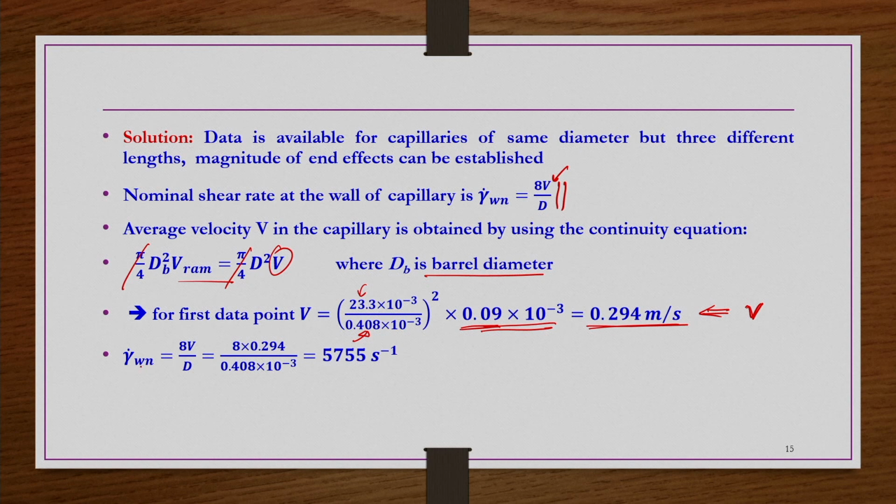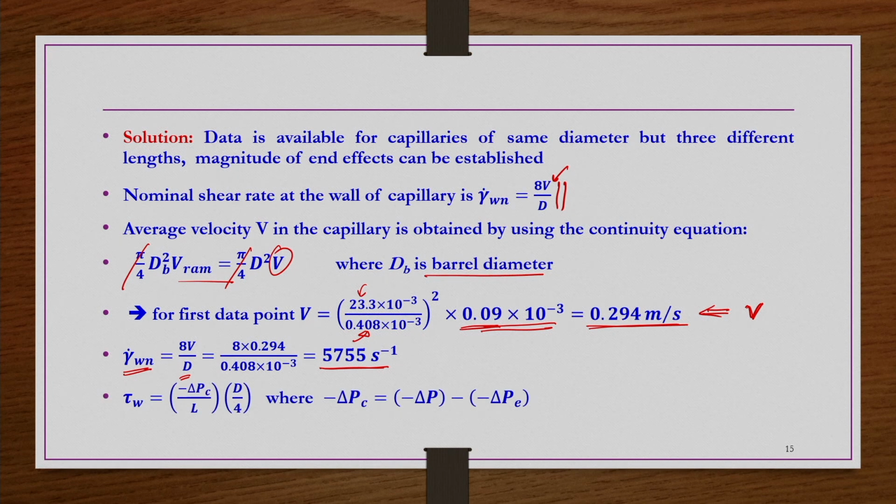So, gamma dot Wn, N stands here for the nominal or apparent shear rate, that is nothing but 8V by D. V you just got for the first data point, D is given. So, you get 5755 second inverse as the nominal or apparent shear rate. This is not the true shear rate, it is the nominal or apparent shear rate. It is the true shear rate if it is a Newtonian fluid. If it is a time independent non-Newtonian fluid, it is not a true shear rate. We have to make that correction, 3n prime plus 1 by 4n prime.